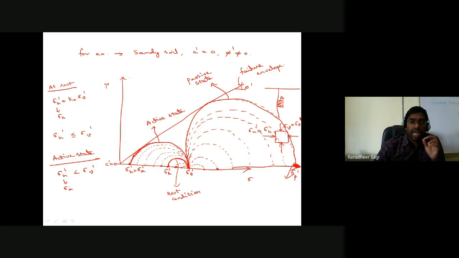Whenever you use the word active earth pressure, it means your total horizontal stress at the verge of the limiting equilibrium condition during your active state. That is what is called your active earth pressure. So active earth pressure is always less than the vertical stress developed on your soil element.